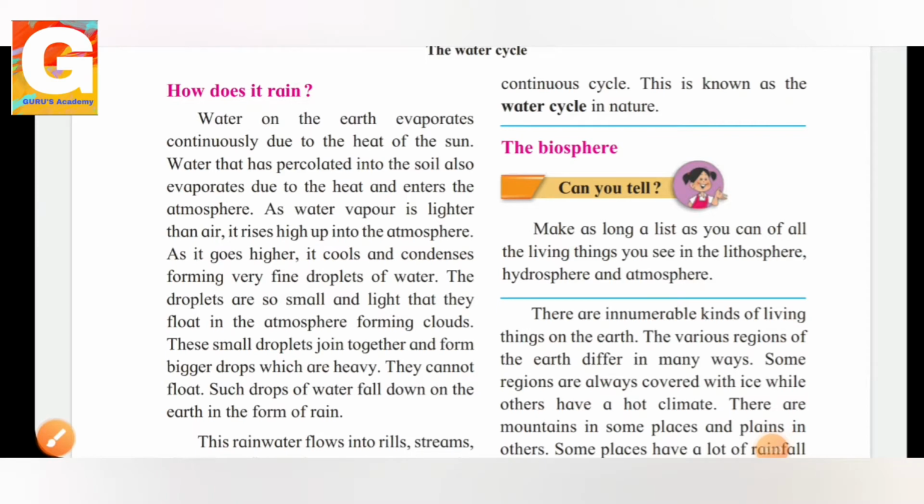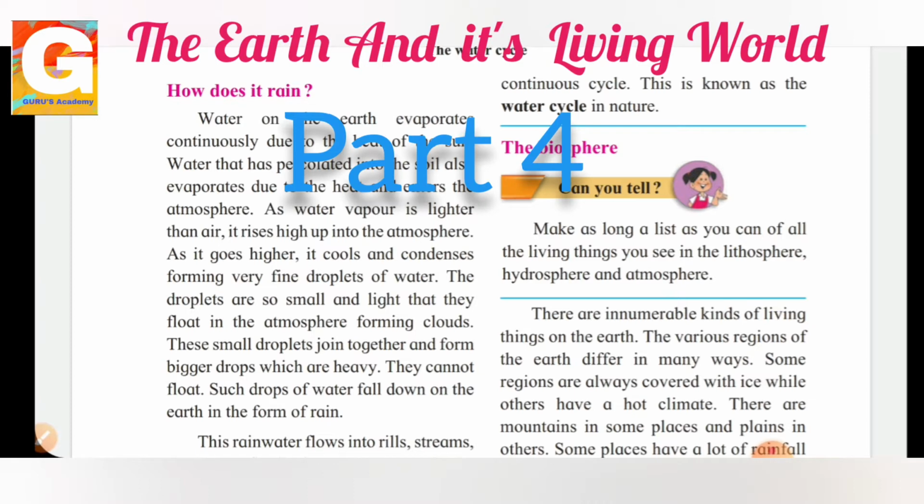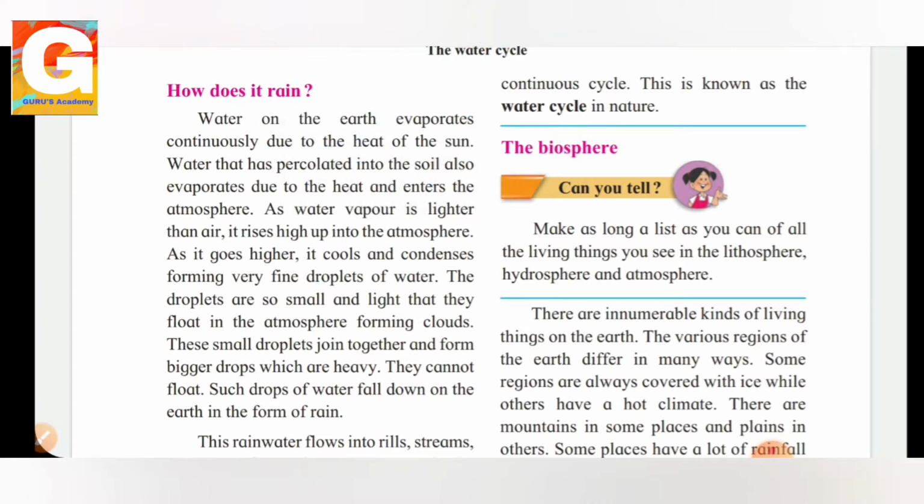So today we will be starting with the last topic, that is the biosphere of the lesson, the earth and its living world. For those who have missed out my previous videos, can click on the I button which is on the right hand side, which will take you to all my videos. So now let's see what is given in the lesson.